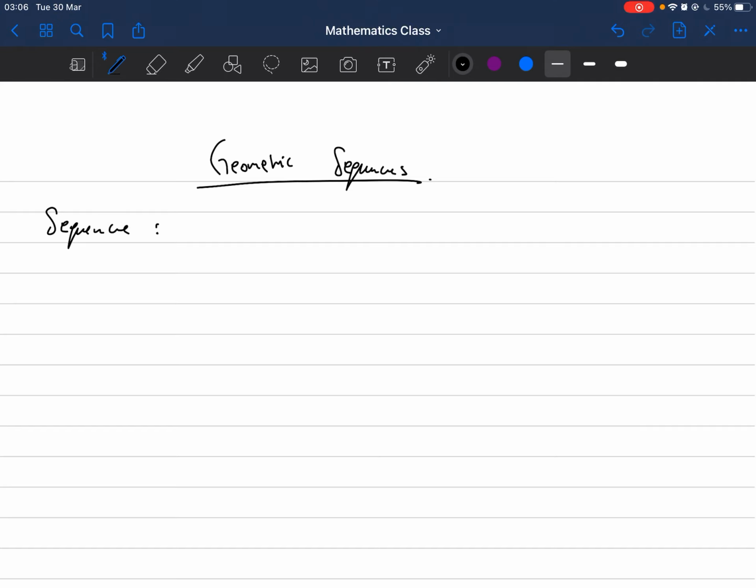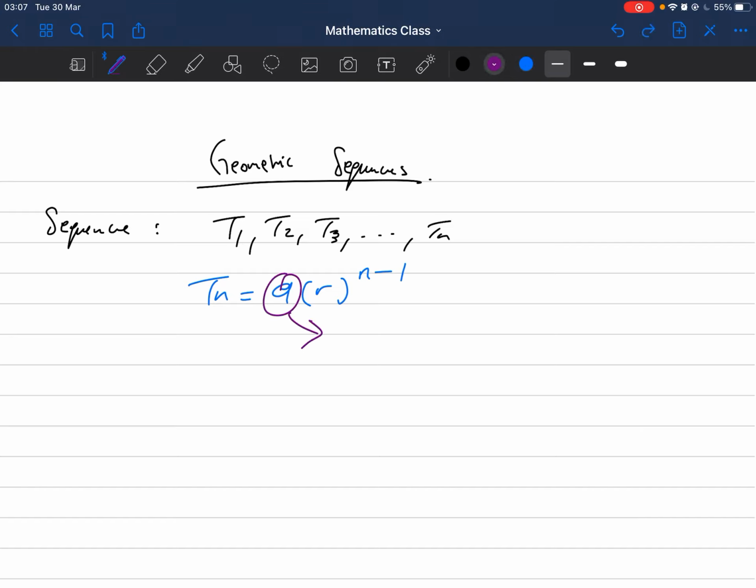So a sequence is basically something like this: T1, T2, T3, maybe up until Tn. And the formula you need to know here, the formula for a geometric sequence, is Tn is equal to A R power n minus 1, right?